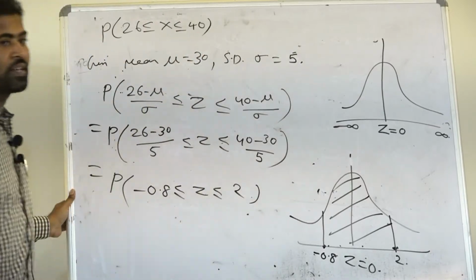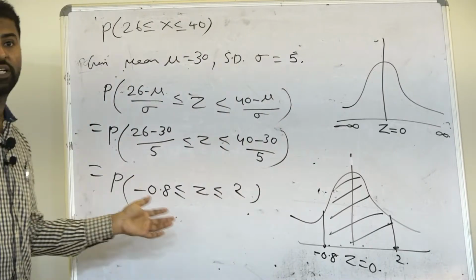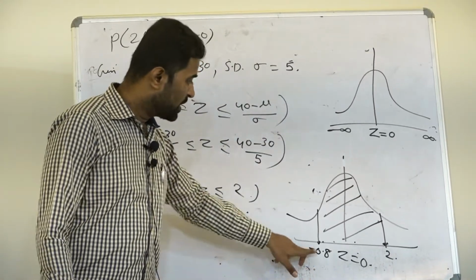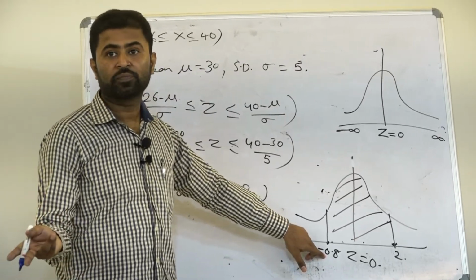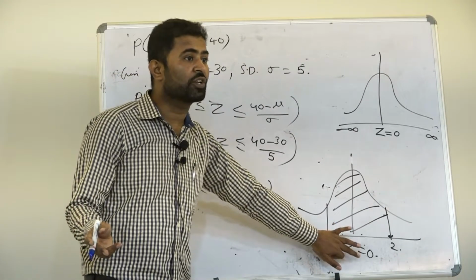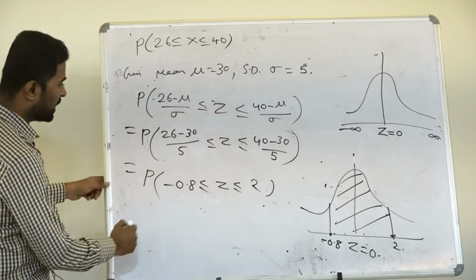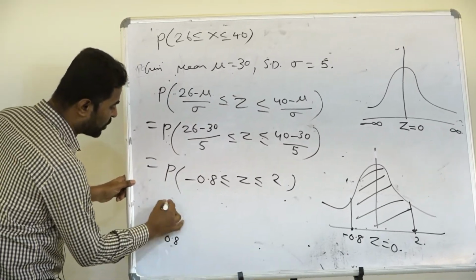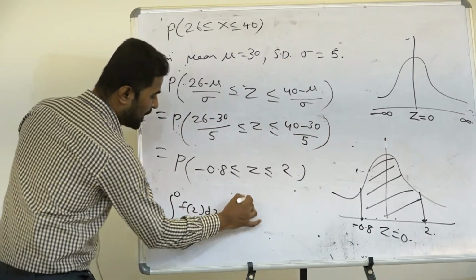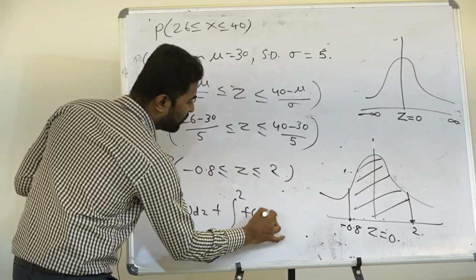This is the region he is asking. Right. So we have to split that into two parts. Always it should have 0 as the lower limit. Then we can write it as the integral from minus 0.8 to 0 of f of z dz plus the integral from 0 to 2 of f of z dz.